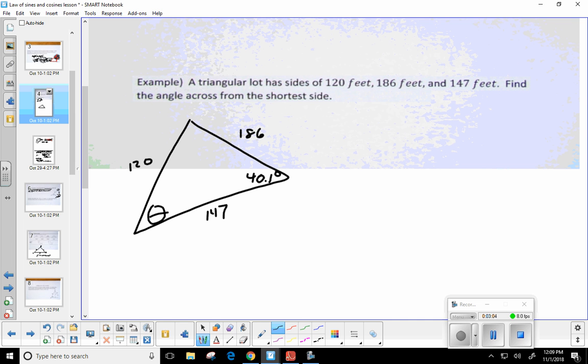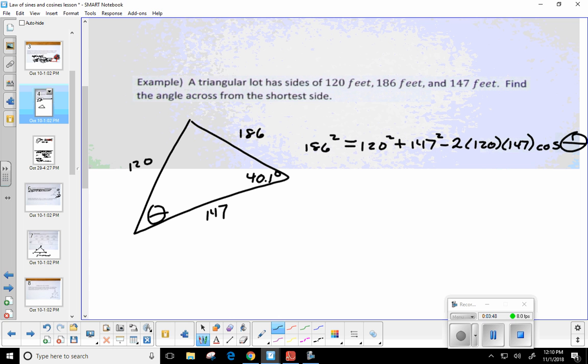Okay. So think about what we just set up. What side length is going to have to start my equation if I want theta? It's got to be 186. You always start with the side across from it. So I'm going to say 186 squared equals. Now what do I do with the other 2 sides? Square them and add them. So 120 squared plus 147 squared. Now what? Okay, now we subtract 2 times those 2 sides. So 120, 147 times the cosine of theta. I just went ahead and called it theta so we know exactly what angle we're talking about.